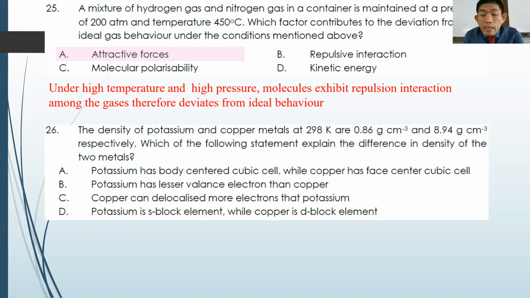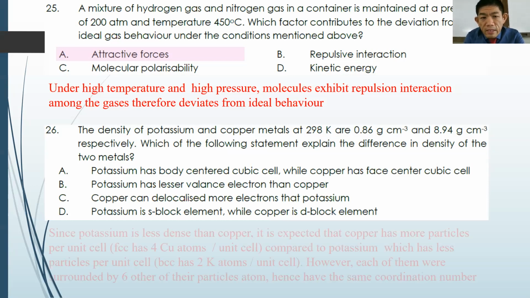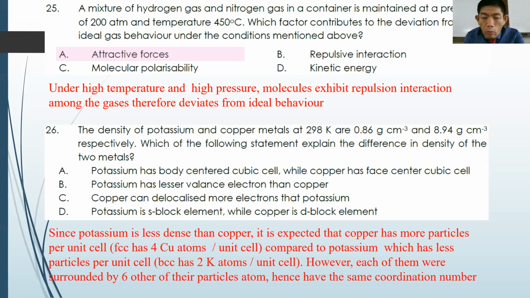Number 26, the densities of potassium and copper at 298 Kelvin are 0.86 gram per centimeter cube and 8.94 gram per centimeter cube respectively. Which of the following statements explains the difference in the density of the two metals? So when you have a difference in density for a solid, it depends on how you arrange the particles. So if there is a small number of particles per unit cell, they are less dense. So this happens in the case of copper.